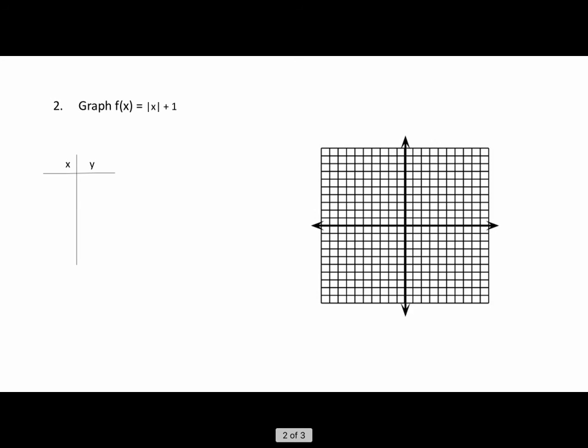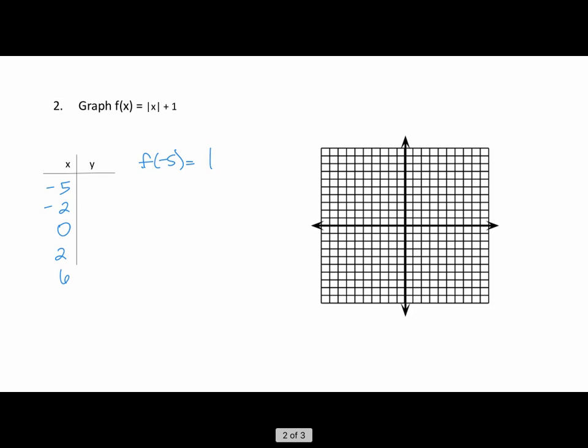Number 2, we're going to graph f of x equals the absolute value of x plus 1. So again, I want to get some good ideas of what some negative values look like, 0, and some positive values. Doesn't matter what they are. We're just choosing the x so we can solve for y.